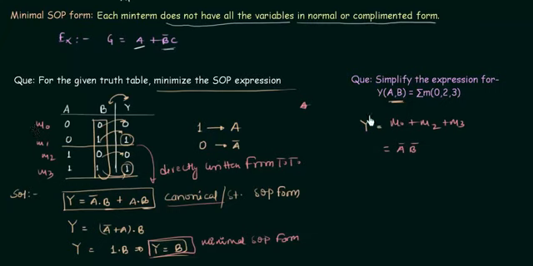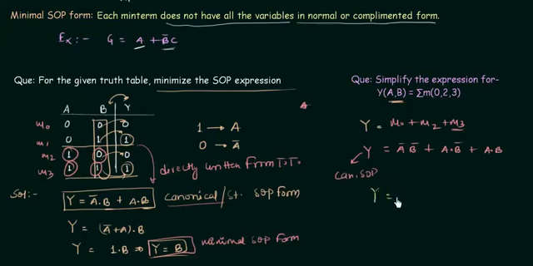M0 is there, it means the function y is high for the first case. So I have written A complement B complement because A is 0, B is 0. In the same way for M2 you can see A is 1 whereas B is 0, so I will write A and B complement, and for M3 you can see A is 1 as well, B is 1, so I have A and B. So this is my canonical SOP form, and I will use Boolean algebra to minimize it.